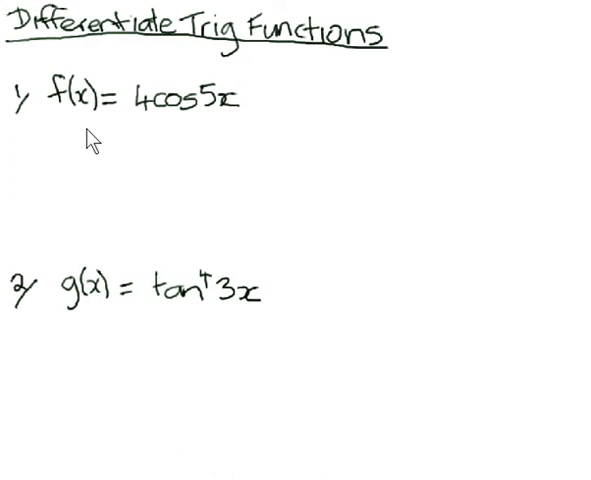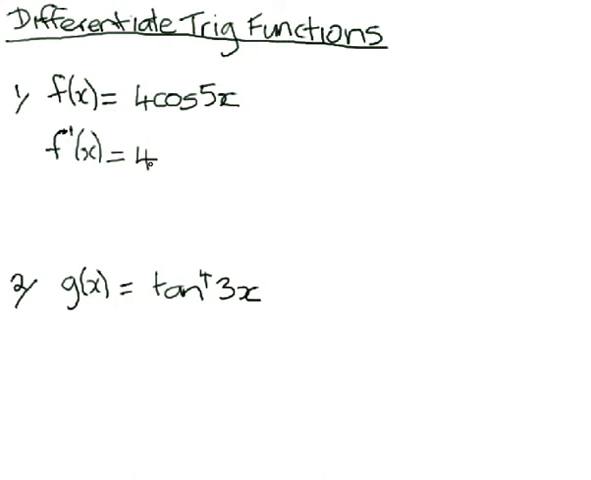Hi, this is a worked example of differentiating trig functions. Most trig functions that we're going to differentiate are going to be a composition. So this first one, f of x equals 4 cos 5x. We're going to use the table of trig derivatives from our formula sheet rather than the table that's in the textbook, because the formula sheet is what you will have during an exam.